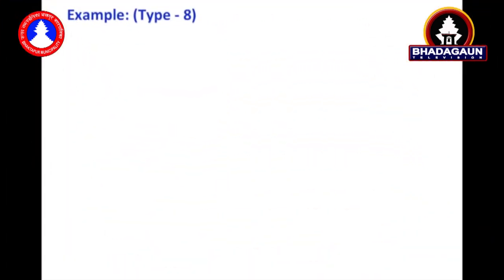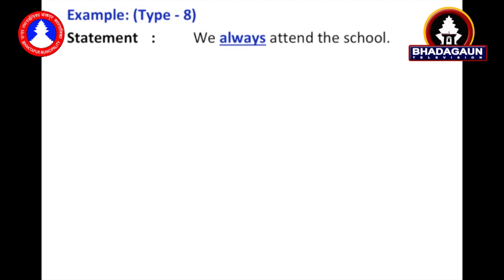Now, example type 8. The statement is we always attend the school. And do we have an auxiliary verb here? No. And what is the main verb? Always? No. Always is the time adverb here. And attend is the main verb. And this is in V1 form.